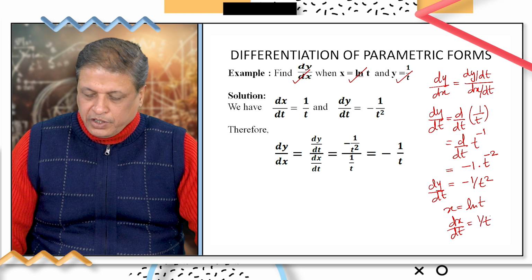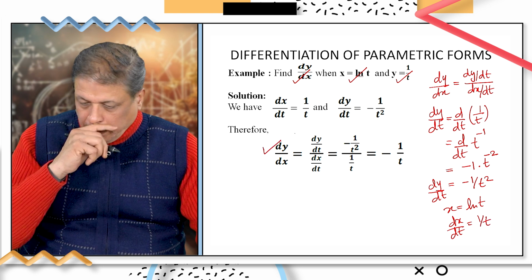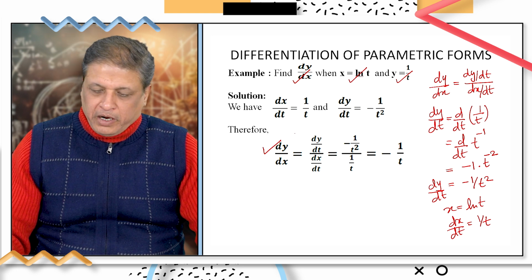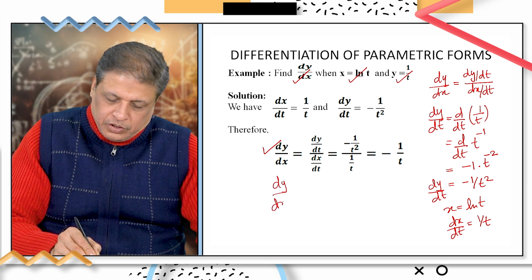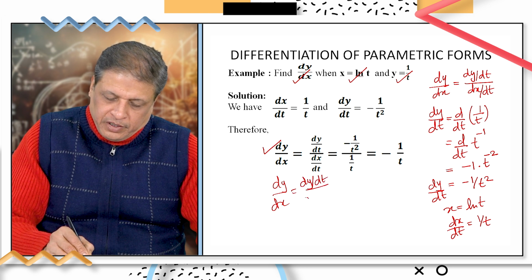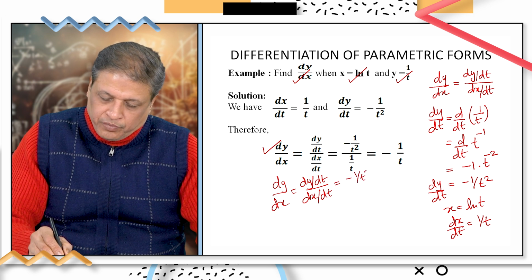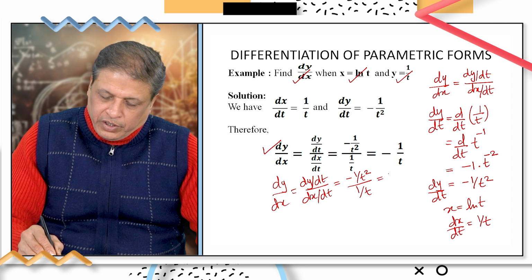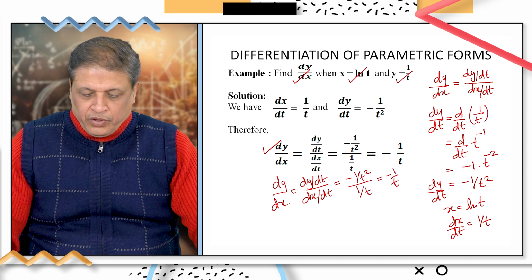Now applying the differentiation for the parametric form, we can write dy by dx is equal to dy by dt divided by dx by dt. We got dy by dt as minus 1 upon t square, and we got dx by dt as 1 by t. Solving, we get minus 1 by t. So this is the differentiation.